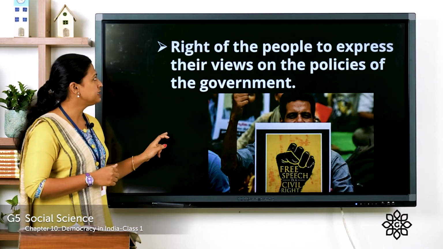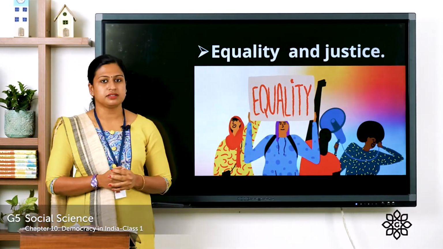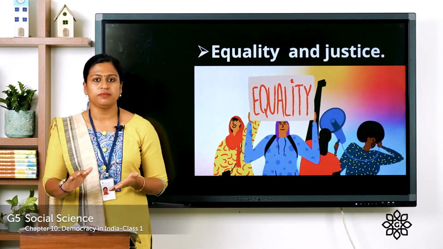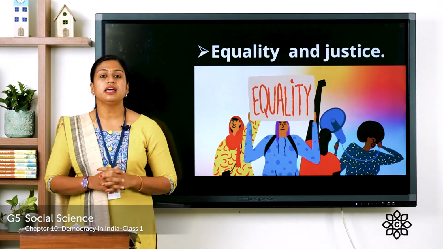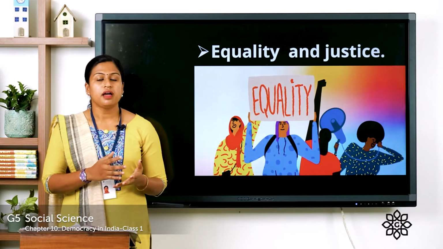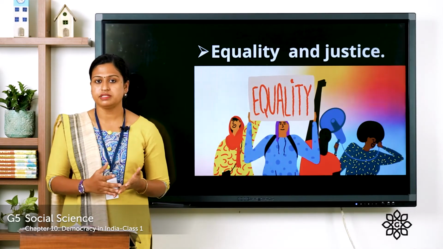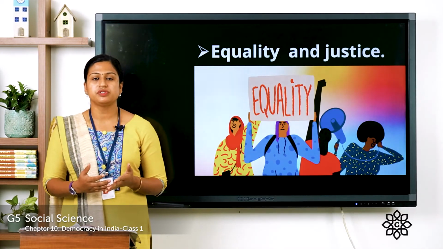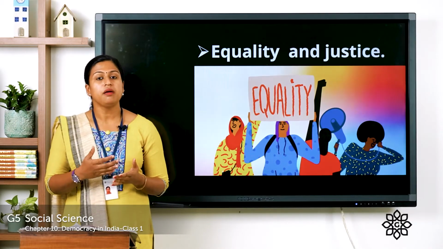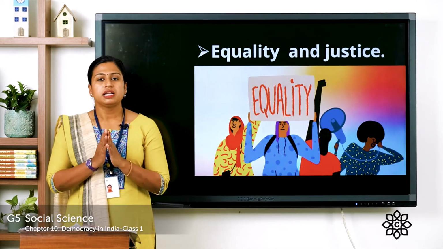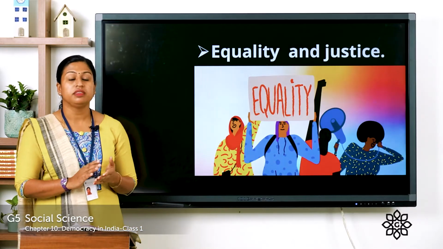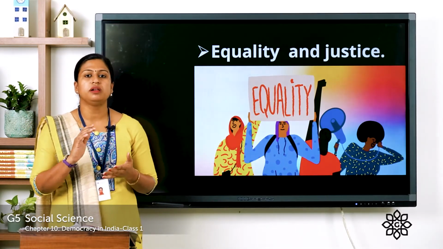The next feature is equality and justice. Equality means the state of being equal. As we all know, India is a vast country and there are different states. There are different people living in different states. They speak different languages, they practice different religions, they eat different food, and there are many differences. But despite these differences, all are equal. So they all have the same equal rights.